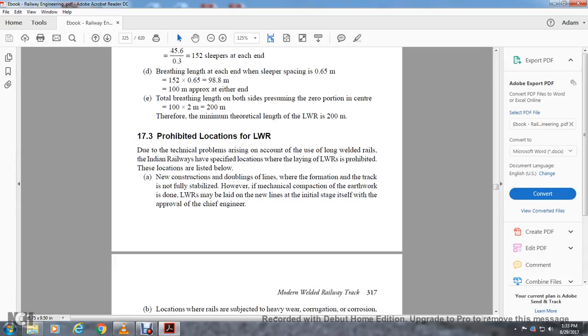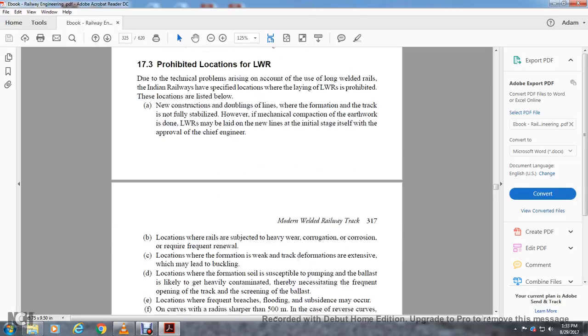Alright, 17.3 Prohibited locations for long welded rail. Due to technical problems arising from the use of long welded rails, the Indian Railways has specified locations where laying of long welded rail is prohibited. These locations are listed below. A. New construction and doubling, where the formation of the track is not fully stabilized. However, with mechanical compaction of the earthwork, long welded rails may be laid on new lines at an initial stage, with approval of the chief engineer.